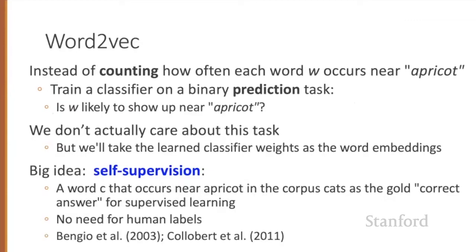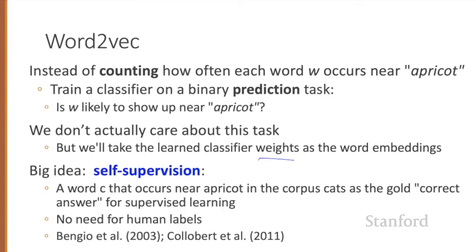The intuition of Word2vec is that instead of counting how often each word w occurs near another word, say apricot, we'll instead train a classifier on a binary prediction task. Is word w likely to show up near apricot? And we don't actually care about this prediction task. Instead, we'll take the learned classifier weights as the word embeddings.